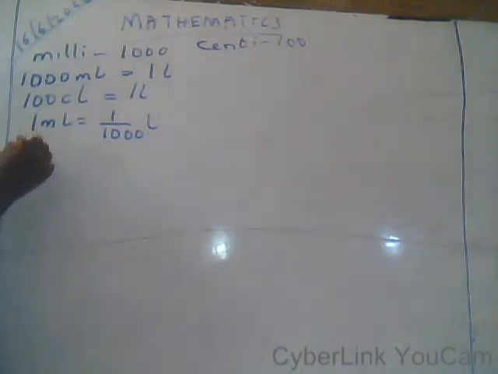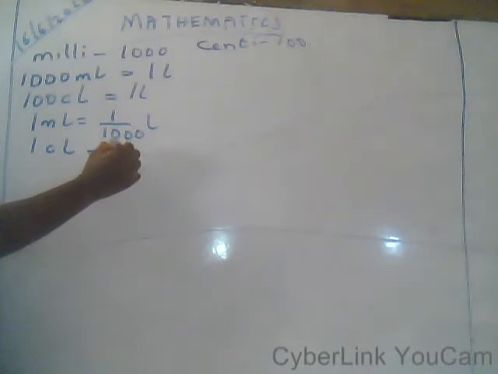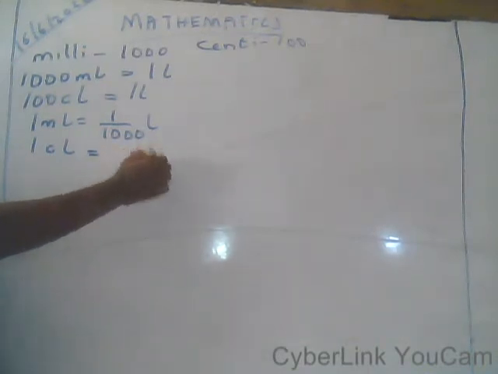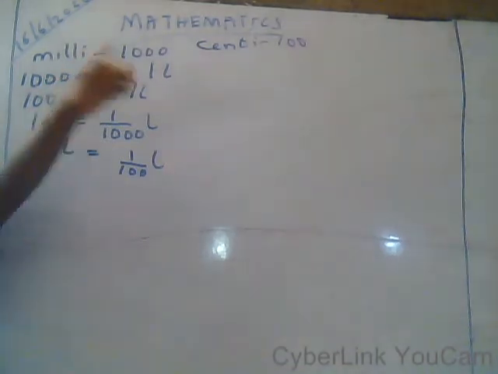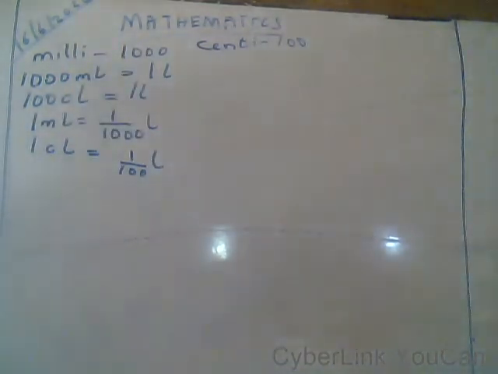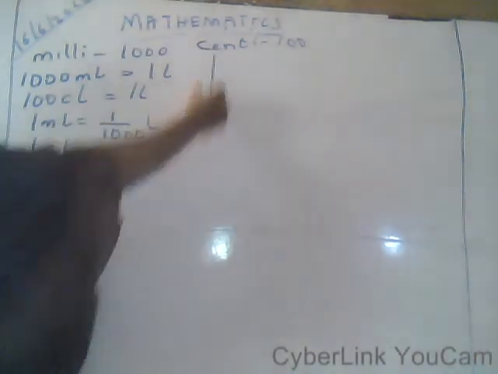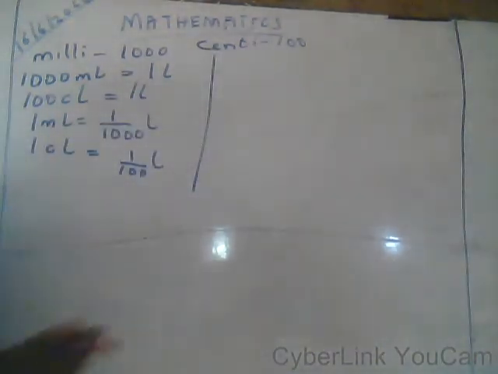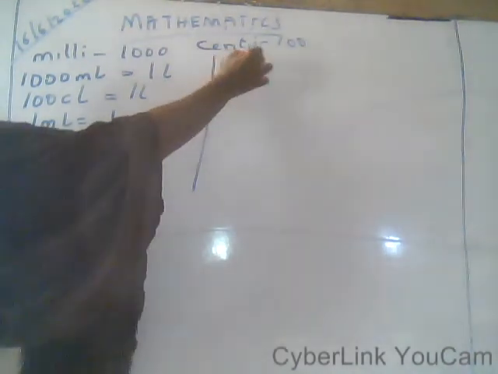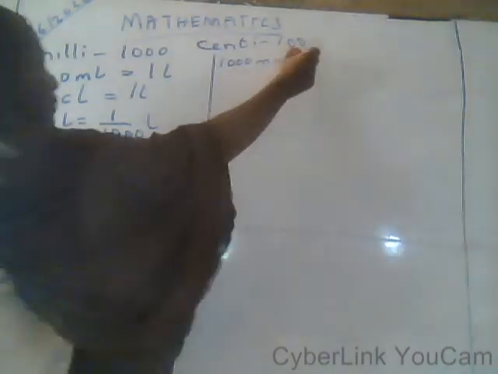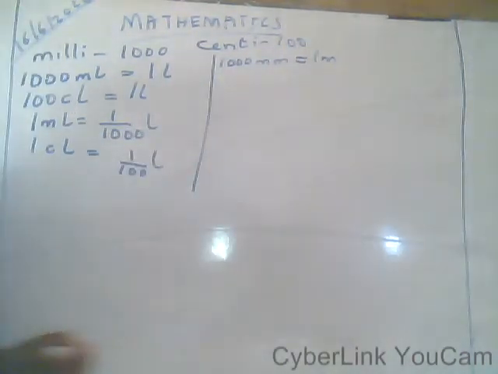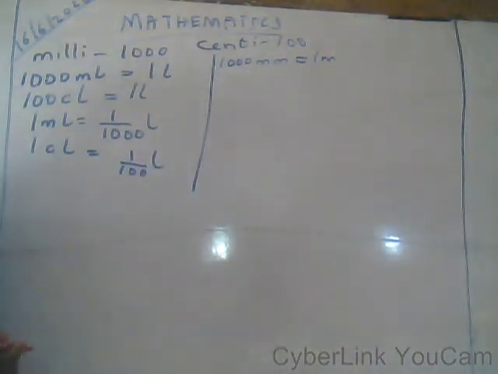What also if I have 1 centiliter? If I have 1 centiliter, therefore, that will be 1/100 liter, just like what we have here. So you just interchange. So that is for milliliter and liter. Now I want to go to meter. 1000 millimeter is equal to 1 meter.